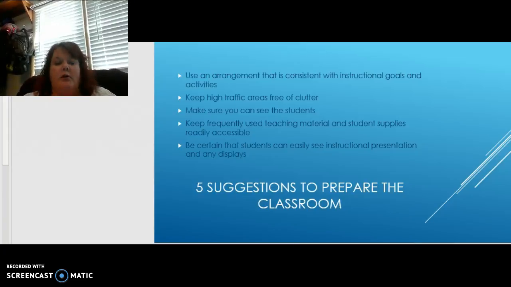And make sure your students can see what you're presenting and any displays. There are going to be students who have visual issues. They're going to need to be closer to the blackboard or whiteboard, whichever you use in your classroom. They're going to have larger printed items for them to see so they know what you're presenting.